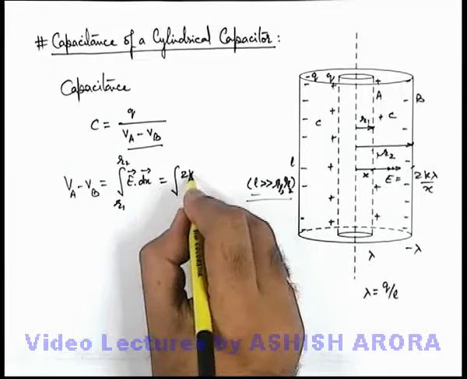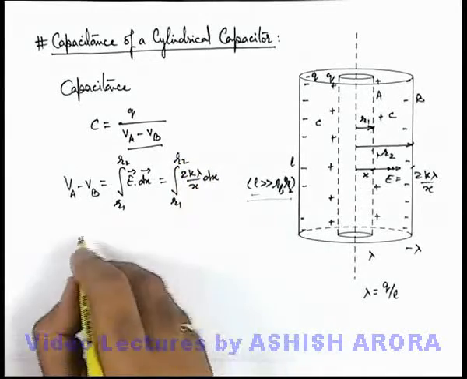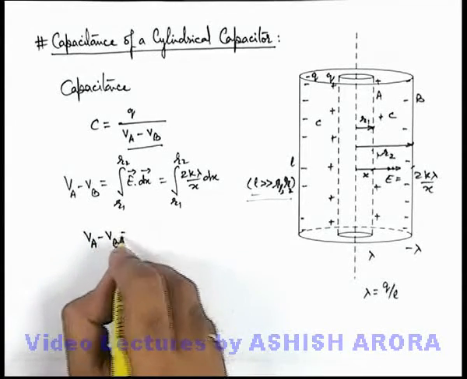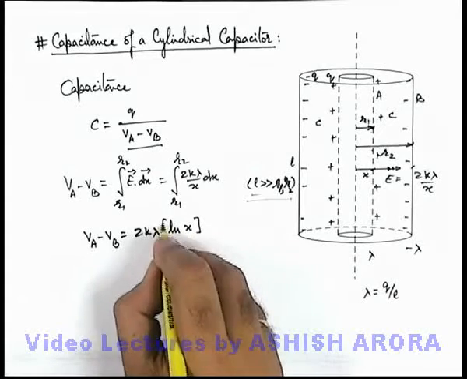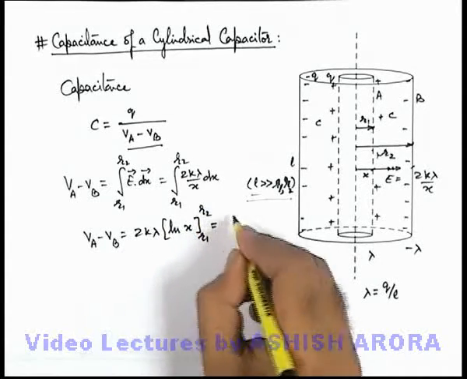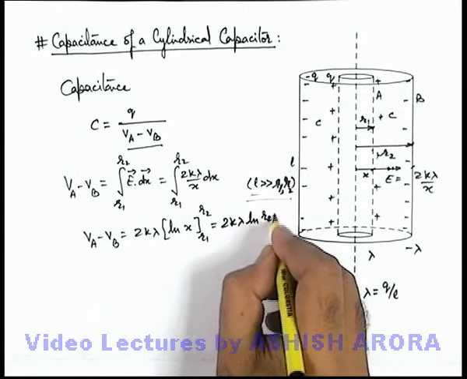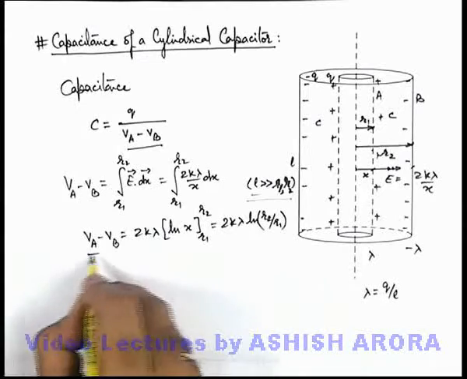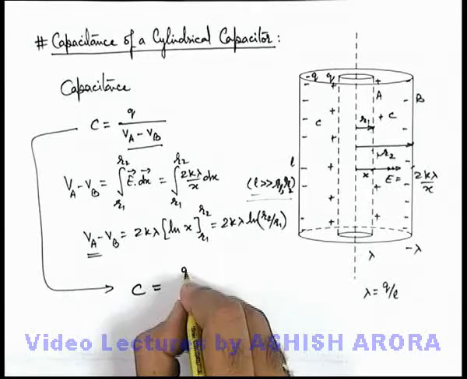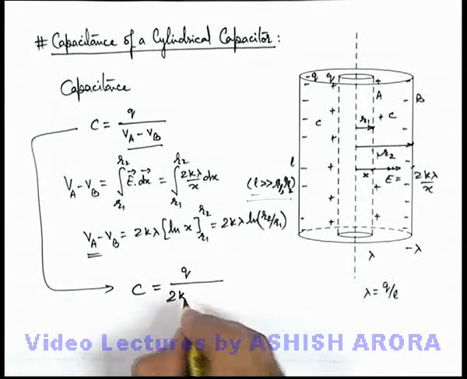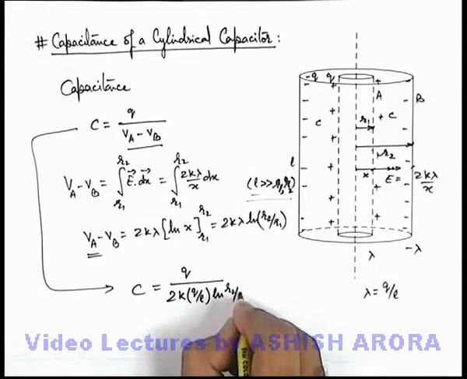So it will be the integration of 2k lambda by x dx integrated from R1 to R2. And here VA minus VB we are getting is 2k lambda, the integration of 1 by x dx will be ln of x within limits from R1 to R2. That will be 2k lambda times ln R2 minus ln R1, that can be written as ln of R2 by R1. And if this potential difference we substitute here, the capacitance of the cylindrical capacitor we get is Q divided by 2k lambda, and lambda we can write as Q by L, times ln of R2 by R1.